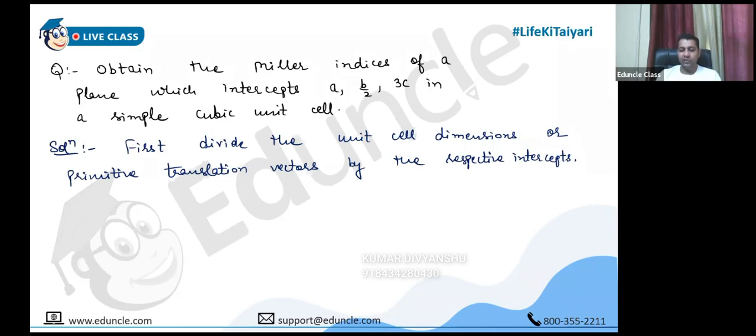This is the shortcut one. Of course, in some of the books, you will find that they say you have to divide the intercept by the respective primitive translational vectors and then take the reciprocal. But this is the shortcut one. Now, what is the unit cell dimension or primitive translational vector along the x-axis? It is A. So I have to divide A by A, B by B by 2, and C by 3C. So then it becomes 1, 2, 1 by 3. Please check. Is it clear up to this point?